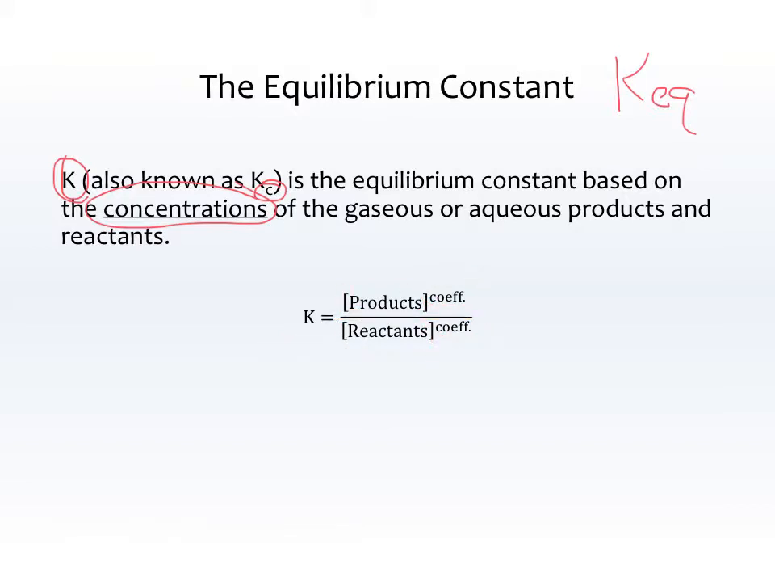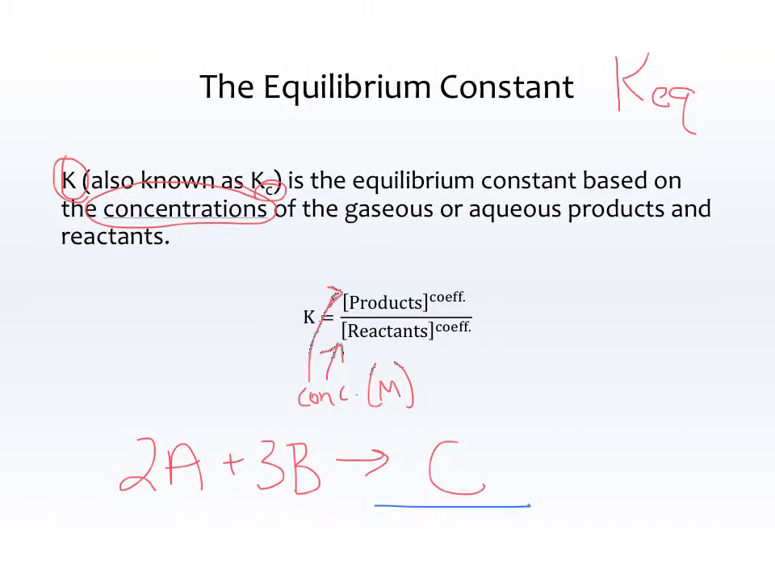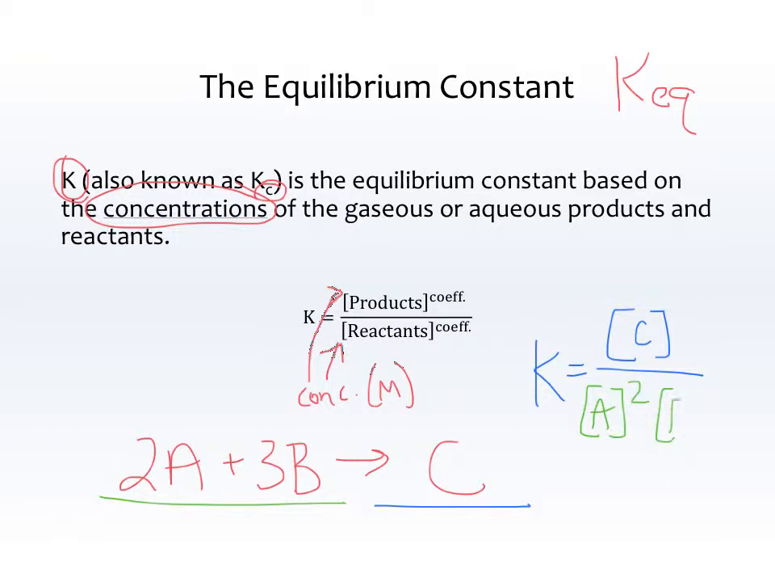Do you see these brackets that are right here? These brackets represent concentration in the units of molarity. So the fact that we have brackets means that we're talking about concentration in the units of molarity, and then raised to the power of their coefficients. So if I had, for example, 2A plus 3B makes C, my product is C, so K would be equal to the concentration of C divided by my reactants, 2A and 3B, so it would be A squared times B cubed. I need to have brackets because I want to represent the concentrations of A, B, and C, and then raised to the power of their coefficients. So if it's 2A, it's raised to the power of 2, or squared. And if it's 3B, it's raised to the power of 3, or cubed.